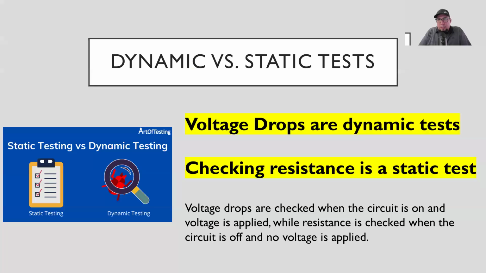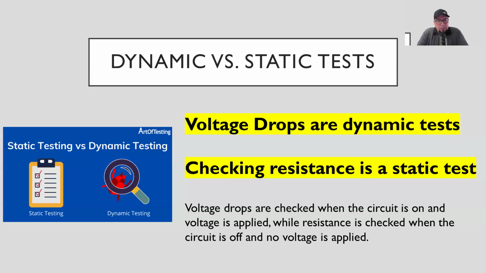Next slide. All right, dynamic versus static tests. This is something that will refer to you as a technician or as a student testing voltage, resistance, or amperage on a live circuit. Voltage drops are dynamic tests. Checking resistance is a static test. But what does that mean? What is static and dynamic? Dynamic means that the circuit is on, it's live, it's working. We want to test things when they are dynamic, when they are on.